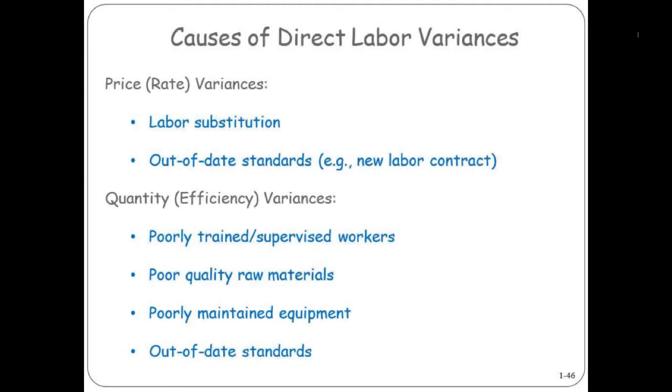The efficiency rate, the other side of it, is the quantity variance or the efficiency of your employees. Their training might be substandard. If your raw materials are poor, it could result in inefficient work. If the equipment isn't very good, you might have a lot of downtime of your employees as you're waiting for the equipment to be maintained. And again, out-of-date standards. So there are a variety of reasons for direct labor variances. The key is find the variance and then work with it.